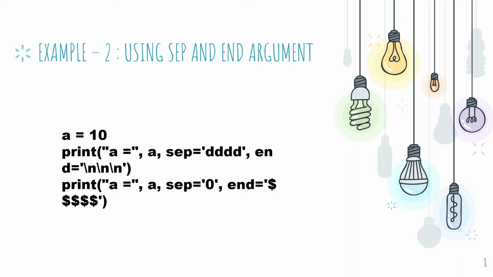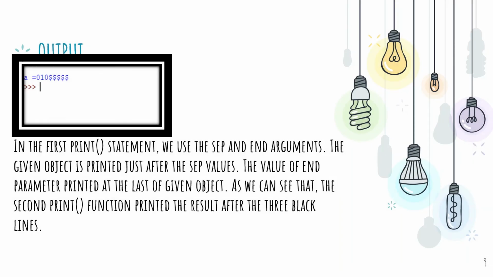As we have seen the code over here, the last code we had done was using the sep and end arguments. Now this will be our output for it. As you see, in the first print statement, we use the sep and end arguments. The given object is printed just after the sep values. The value of the end parameter is printed at the last of the given object. Now we have also seen in the second print function, the result comes after the three blank lines.